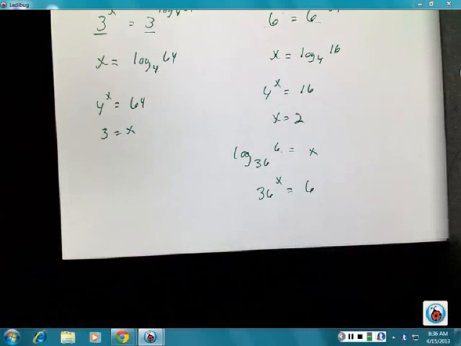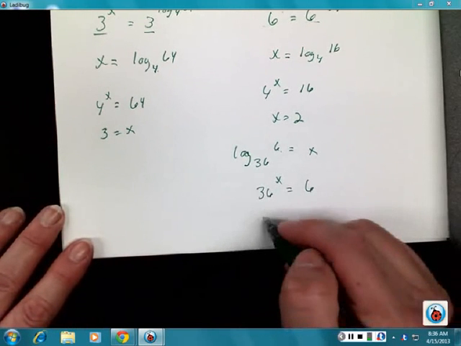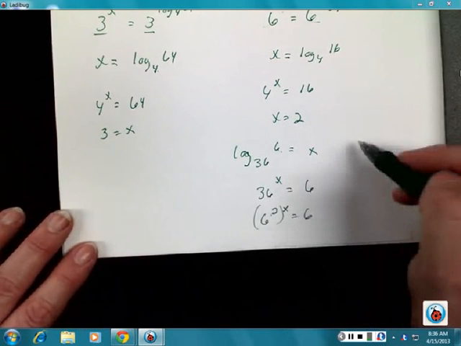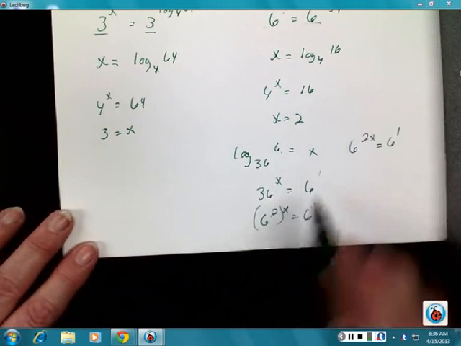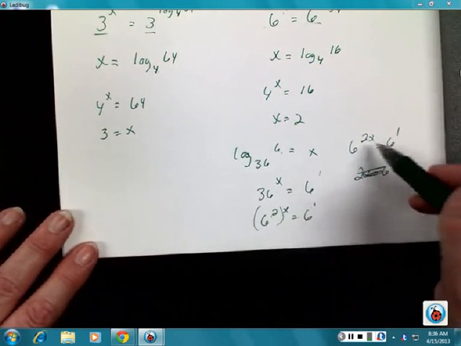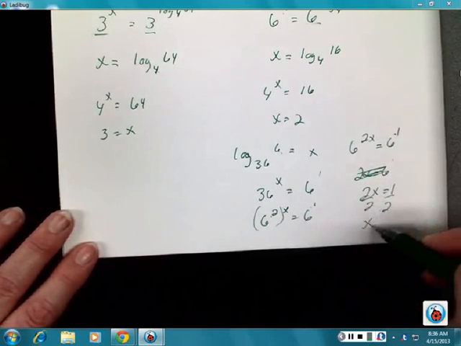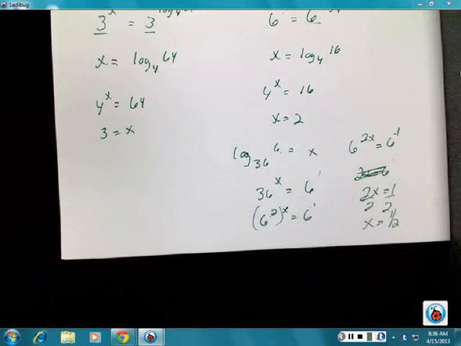Get my base the same. 36 is really 6 squared times x. So really I have 6 to the 2x is equal to 6 to the first power. So then 2x is equal to 6. Or wait, 2x is equal to 1. Get my 1 in there. Divide by 2, and I find x is equal to 1/2. So I have a half in connection with that. So that half comes out there as my piece of what I have.